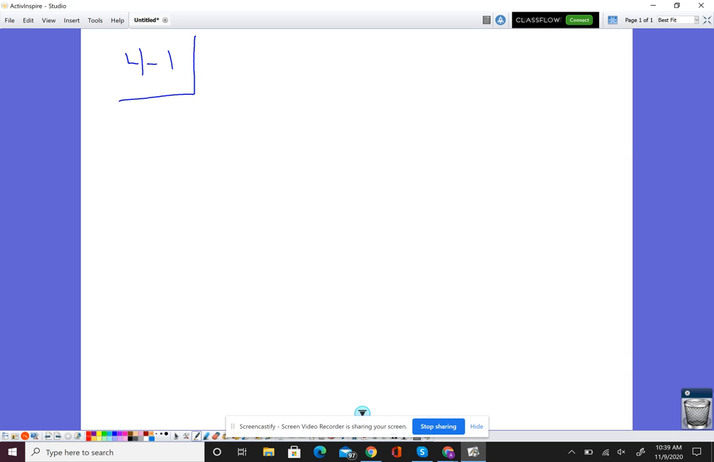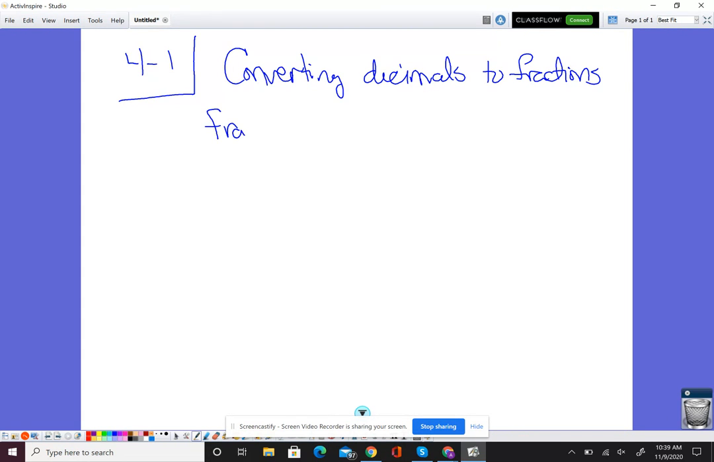Okay, so section 4.1 is on converting decimals to fractions and fractions to decimals.